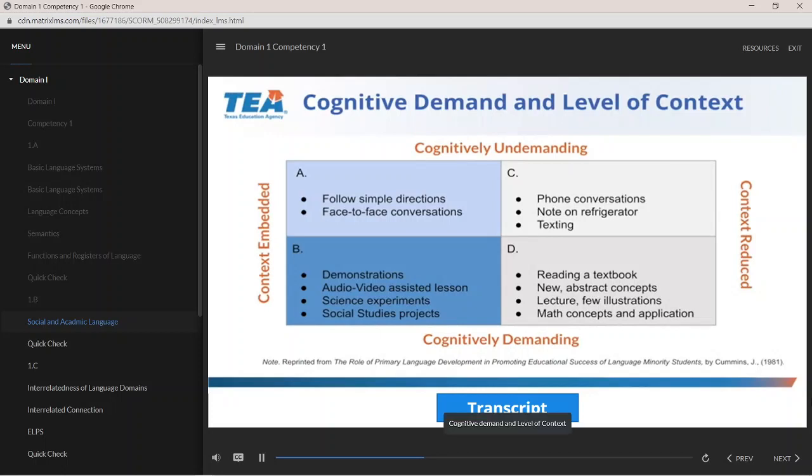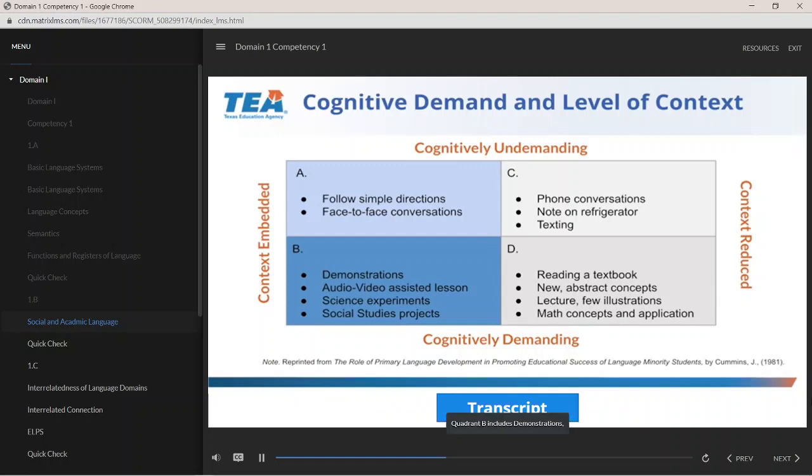Cognitive demand and level of context. The chart illustrates 4 quadrants where students may apply their knowledge of language. Information is either cognitively demanding or undemanding, and the context is either embedded or reduced. These factors have implications for instructional materials and delivery of instruction.